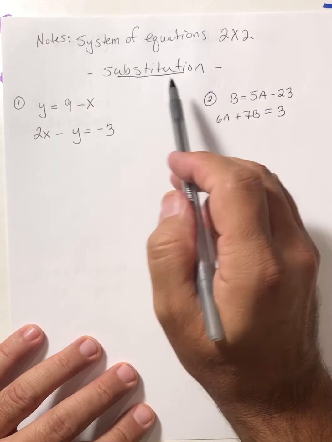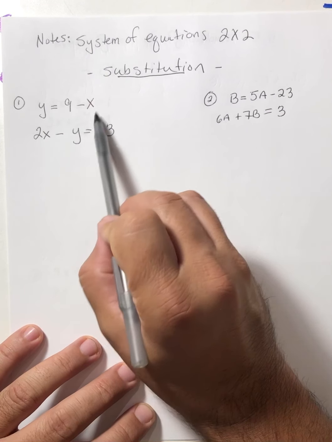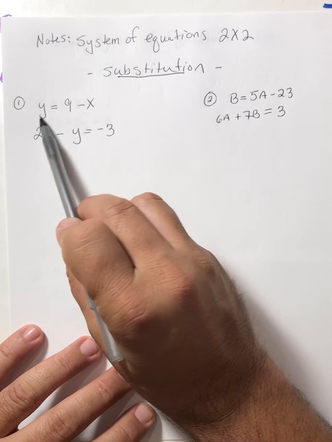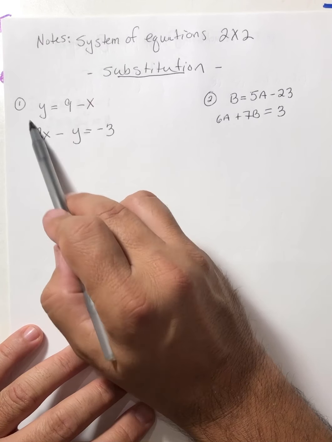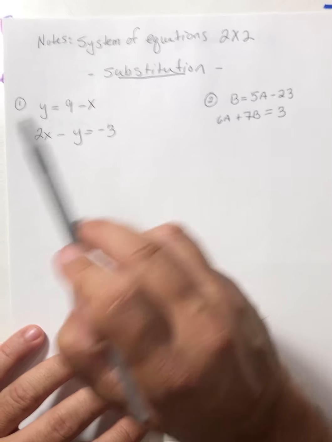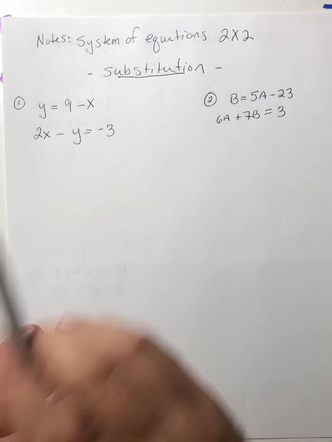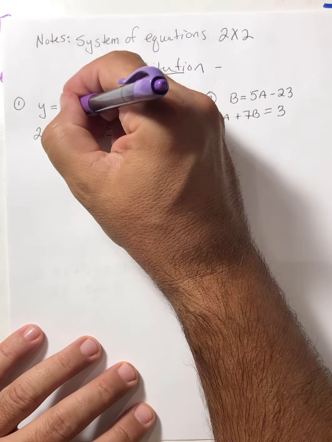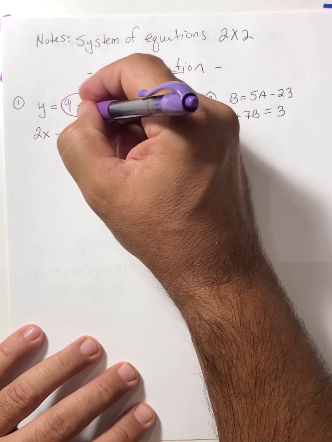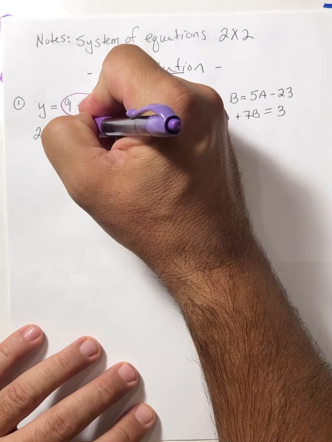Notice it sets you up for substitution because one of your equations already says either an x equals or a y equals. This one right here says y equals. Y is all by itself. It says equals 9 minus x. So what that means is we're literally going to take this 9 minus x, which is equal to y, and we're going to substitute it into that spot right there.